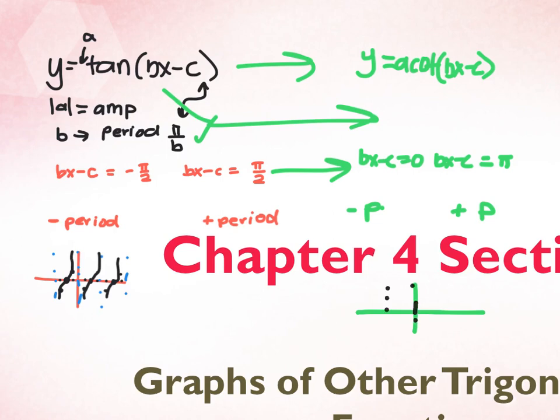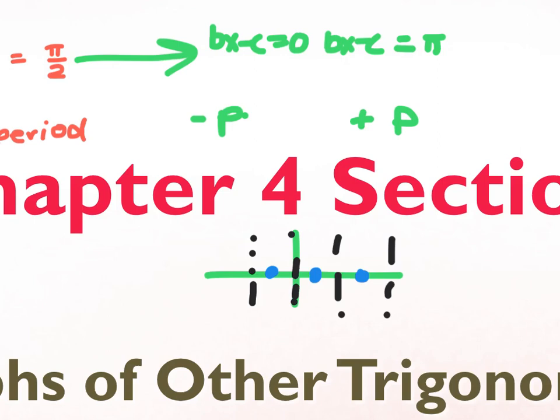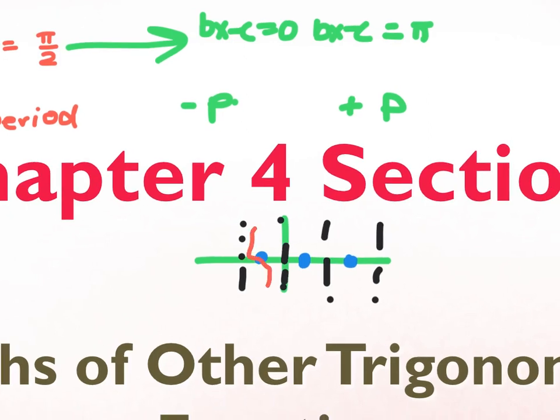Again, they would be 4 vertical lines. Find the point halfway between. The second difference between cotangent and tangent is that cotangent goes up to the left and down to the right. So at your quarter point, you're at positive amplitude. At your 3/4 point, you're at negative amplitude.